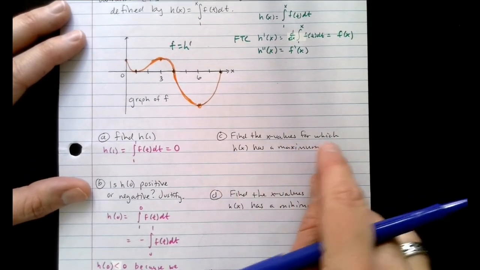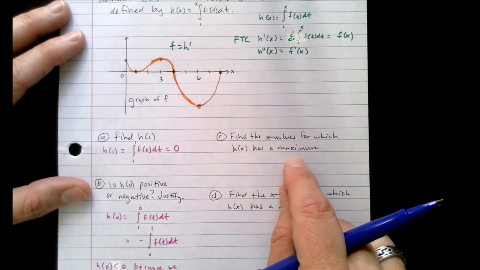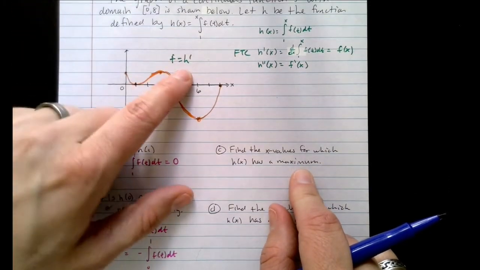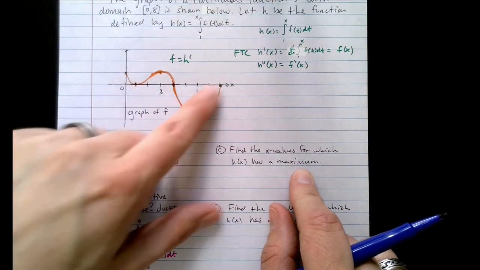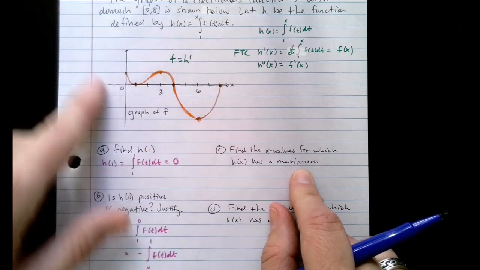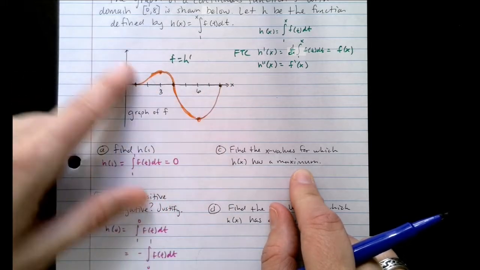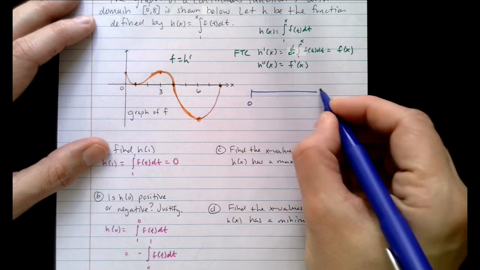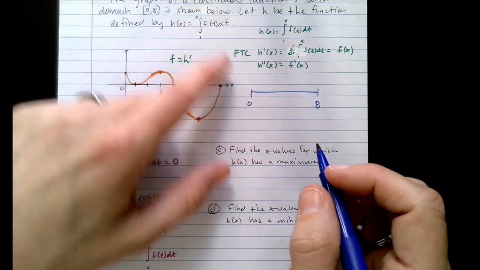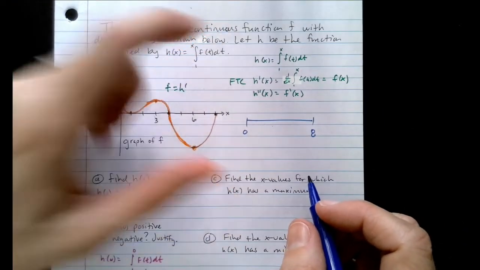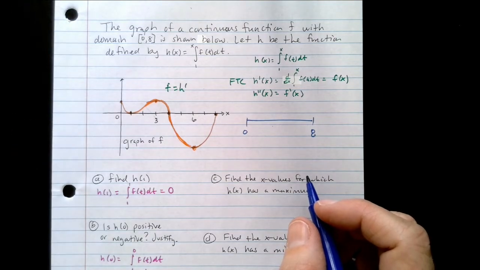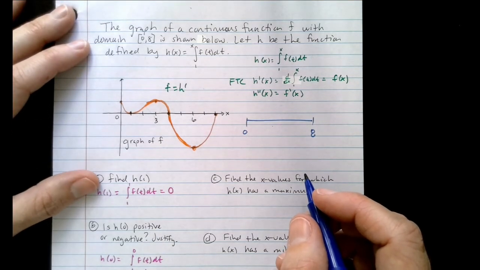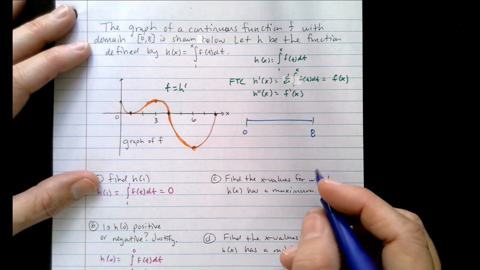Find the x values for which h has a maximum. In order to determine extrema, we need to know what h prime is, correct? Well, good news, we have h prime. So let's actually chart this graph. So this is the graph of h prime. So if we do a chart from 0 to 8, now this is a closed interval of a continuous function. And if I have a closed interval on a continuous function, then I'm guaranteed my extrema, right? A max and a min. That's the extreme value theorem.